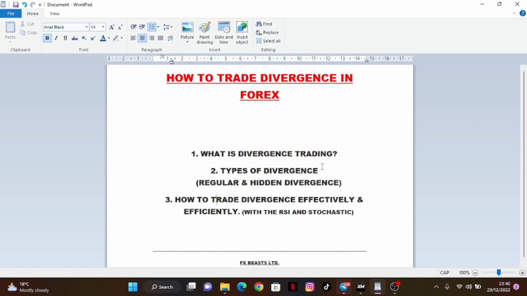Divergence trading is very important because it gives you potential low risk sells and low risk buys in whatever pair you want to trade, or shows you the end of the trend of that pair. So let's start with the $1 million question: what is divergence trading? I want you to get this clear. Divergence trading is a low risk trade scenario used to read the market reversal. It's a low risk sell or buy of that particular pair that you want to trade.